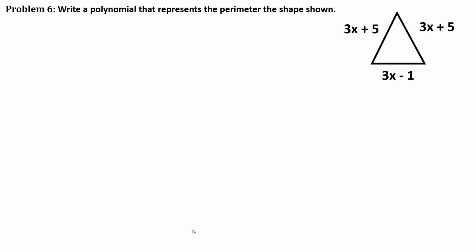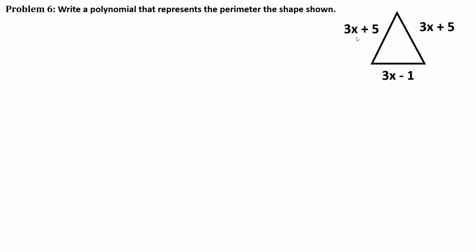All right, and then the last problem, problem 6. We're going to try to tie a little bit of geometry into this, just so you are comfortable with terms like perimeter and area when you go into geometry next year. So problem 6, write a polynomial that represents the perimeter of the shape shown. So you're given a triangle, and its side lengths are not given as numbers. So you're not told this is like 5, this is 7, this is 2. The side lengths are given as polynomials.